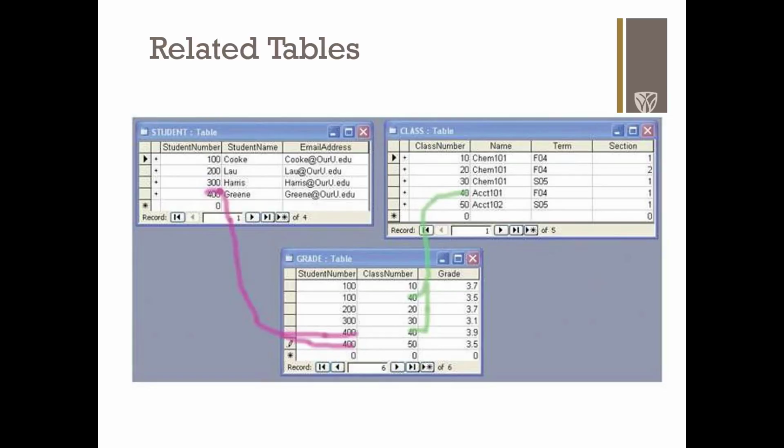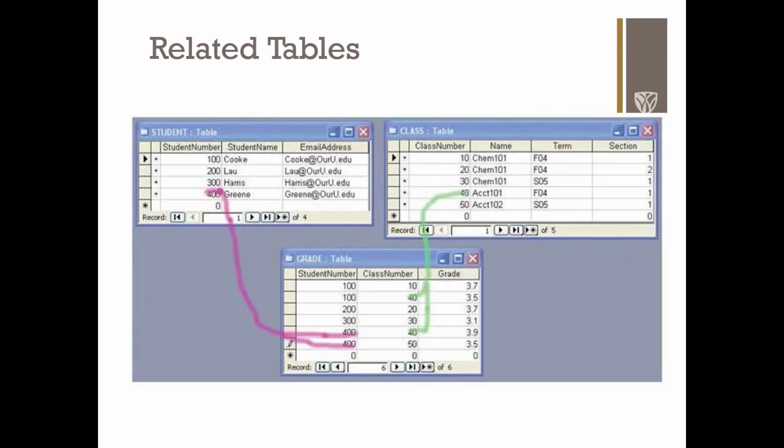In the grade table, student number can repeat, or class number can repeat. However, the combination of student number and class number does not repeat. In other words, student number 100 is only associated with class number 10 in the very first row, and that joining of those two does not happen again. We'll spend much more time on this later when we get into the relational data model. But for now, just recognize that this is how tables can be linked in a relational database.